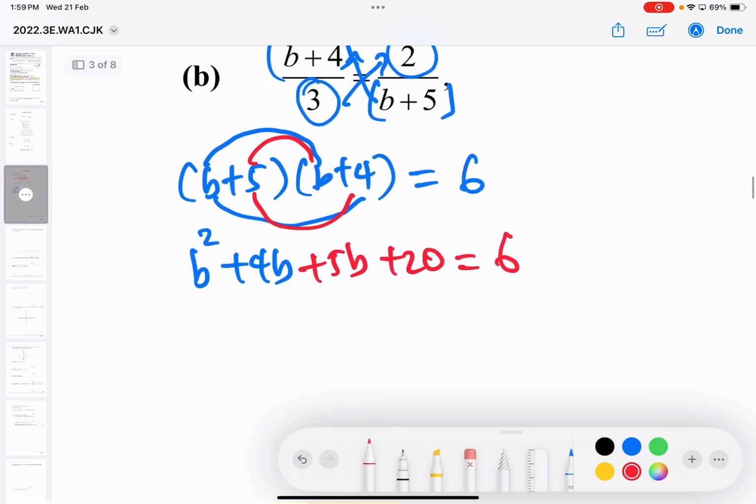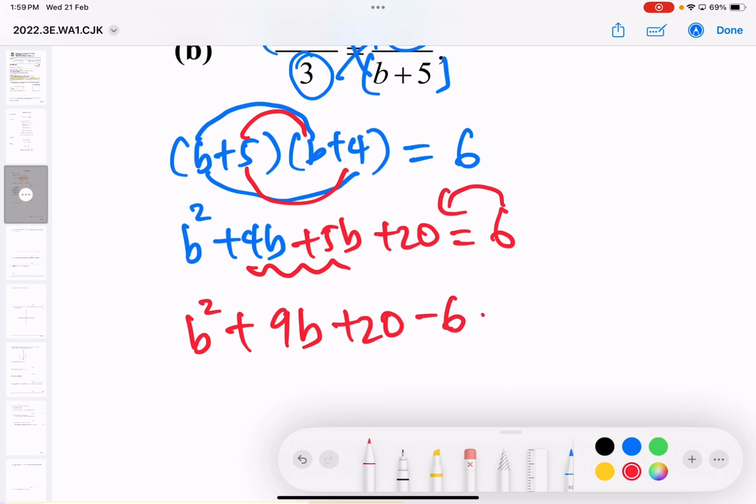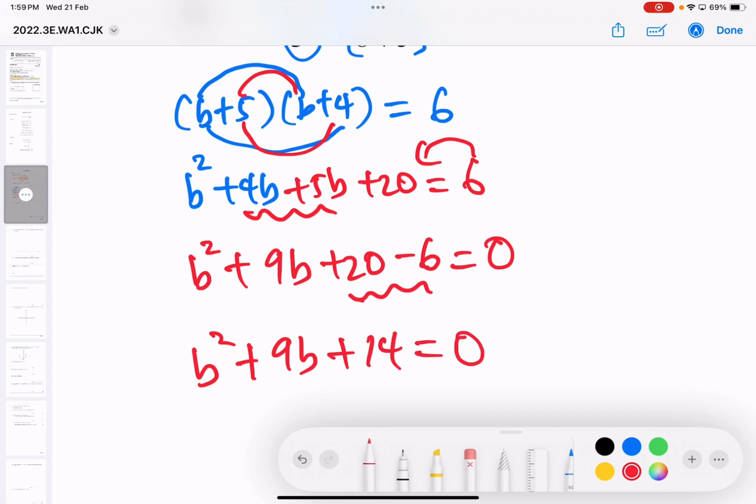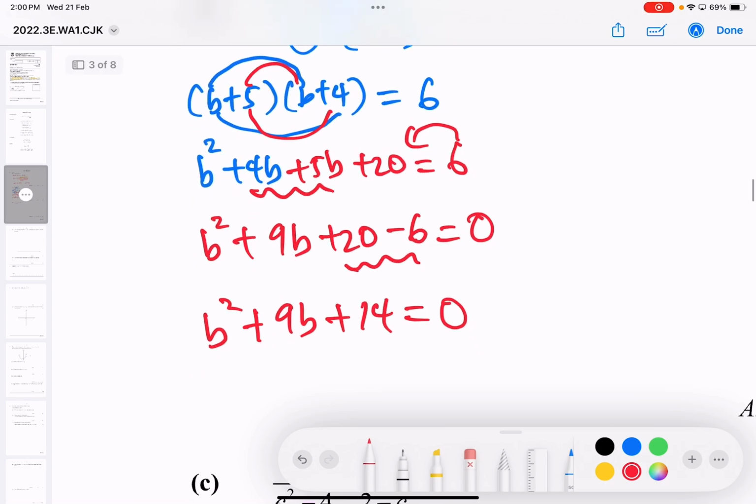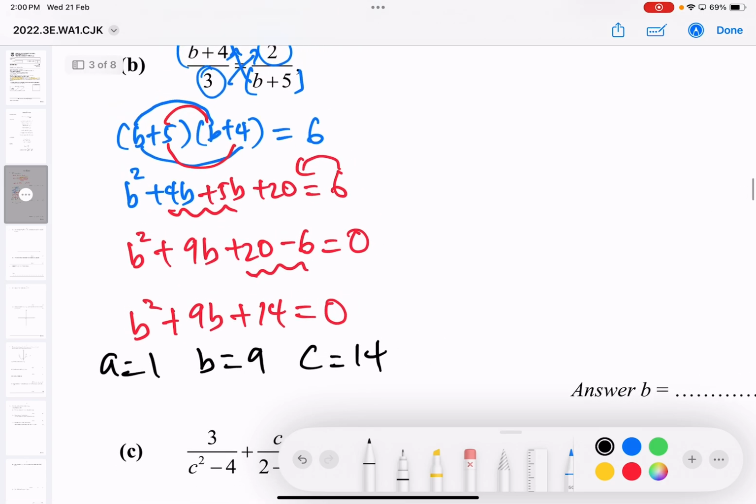Okay? Bring everything over to the left hand side. These are like terms. B square plus 9B plus 20. Bring the 6 over. Minus 6 equals 0. This can simplify to B square plus 9B plus 14 equals 0. This is another quadratic. Use the quadratic formula. A is 1, B is 9, C is 14. You are trying to solve for B.